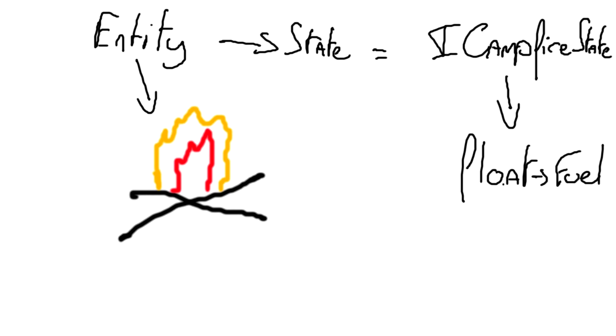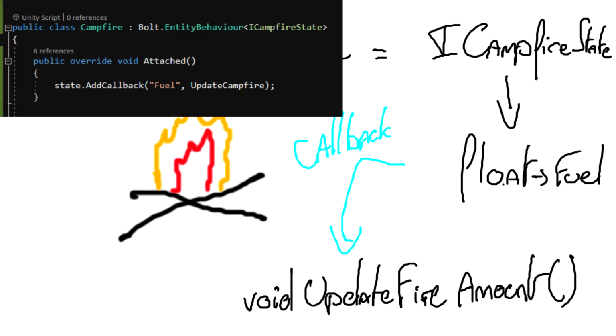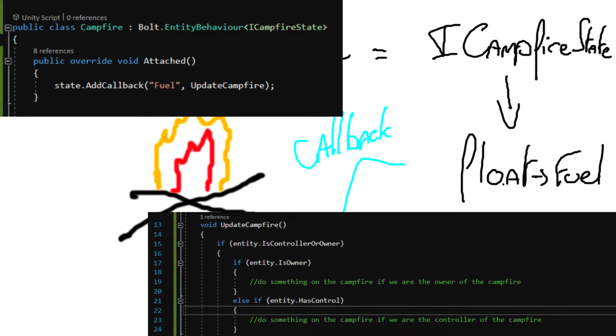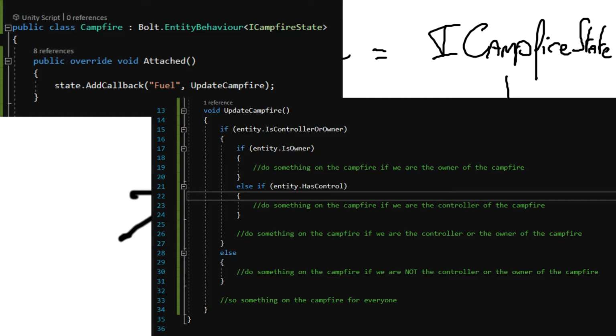For example, our campfire will have a property of type float named fuel, and to this property we will attach a callback. This callback will be named update fire amount, and it will be called on every client every time the value is changed. So yeah, it's pretty basic.